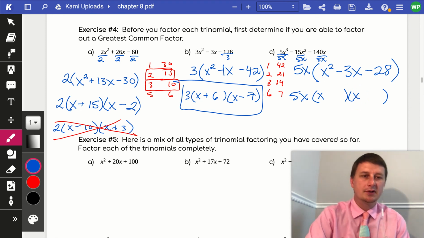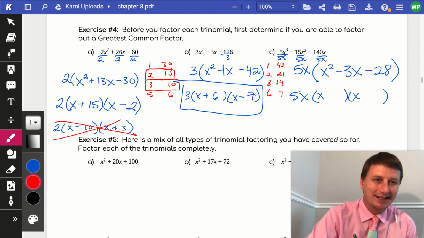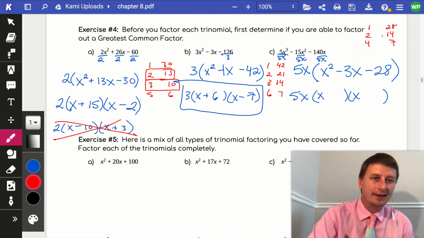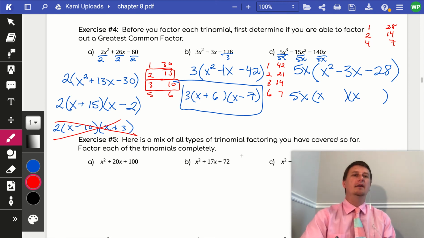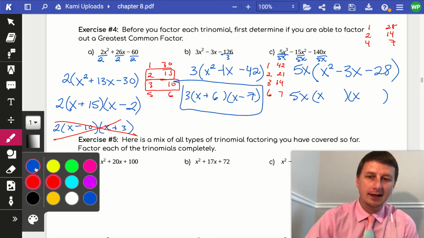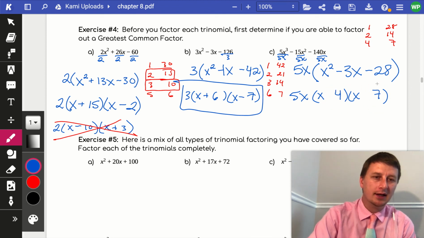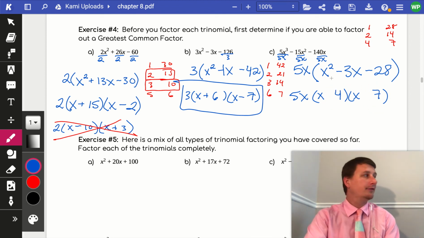And what two numbers multiply to 28 and combine to 3? Well, we have 1 and 28, 2 and 14. We've got 4 and 7, and that's about all. Of those, which one could you combine and get a 3? You should see it. 4 and 7 could combine to get a -3.